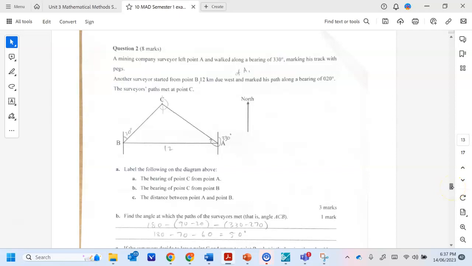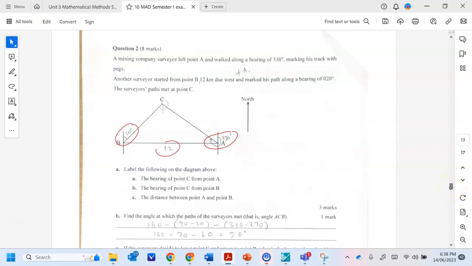All right, question 2. A mining company surveyor left point A and walked at a bearing of 330 degrees, marking his track with pegs. Another surveyor started at point B, 12 kilometres due west, and marked his path along a bearing of 20 degrees. The surveyor's paths met at point C. So question A was pretty much a gimme, 3 marks, easy peasy question. I think some people just did not see that there because there's no lines. So you really have to be careful of things like that. So you've got your 330 there, your angle there, and your 12 there.